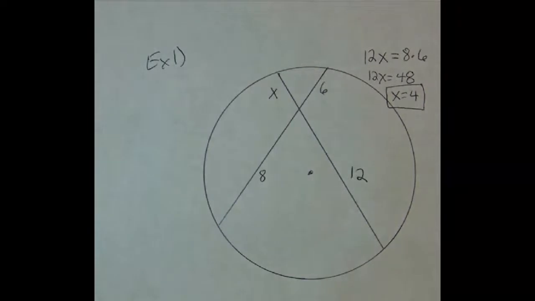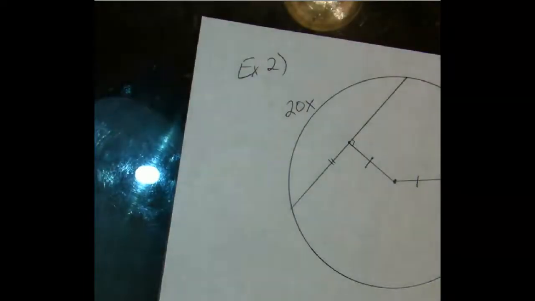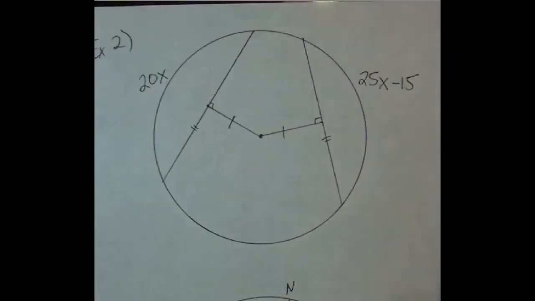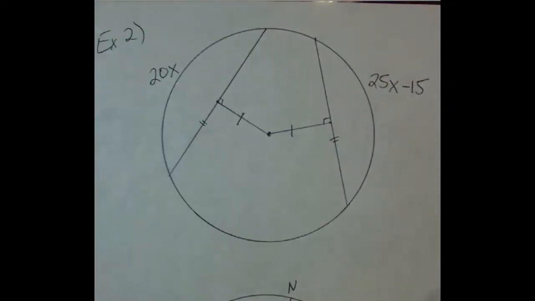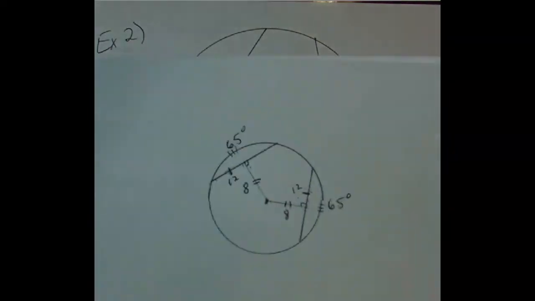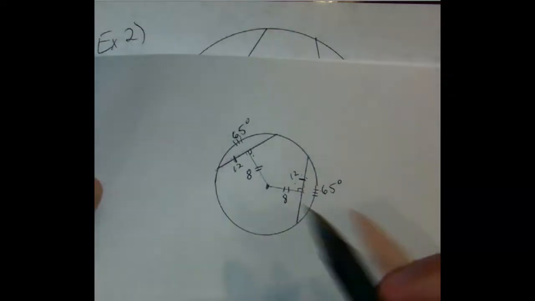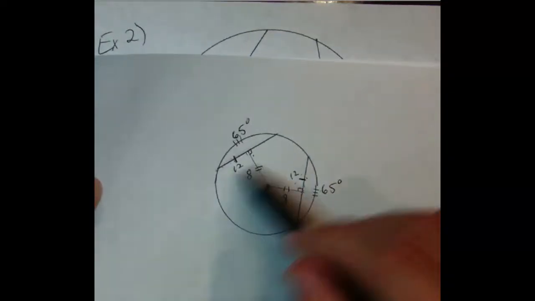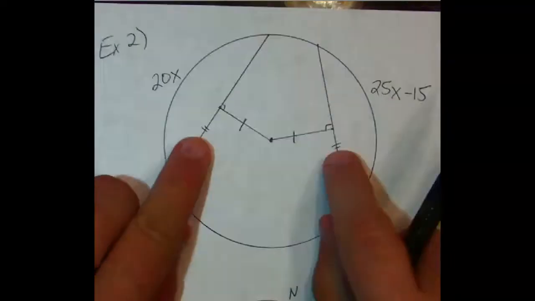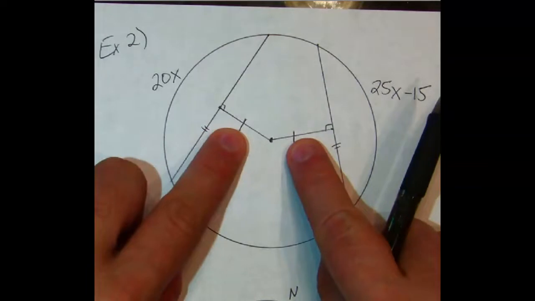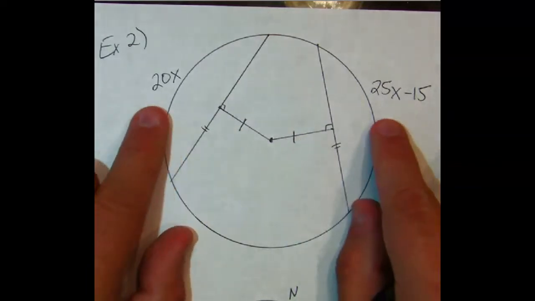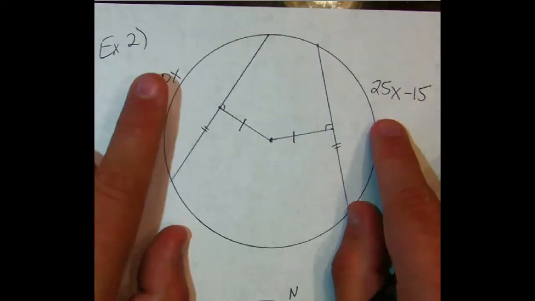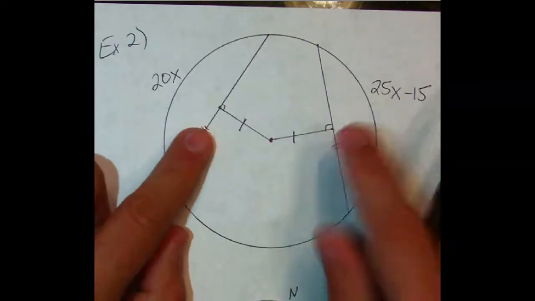All right, let's look at example number 2. Example number 2 kind of looks like the third type of chord example I gave you, in which we have chords that are congruent to each other. So notice my ticks here and here being equidistant. Now we want to solve for x. Now what did our formula say about this? Oh, our arcs will also be congruent if our chords are congruent.